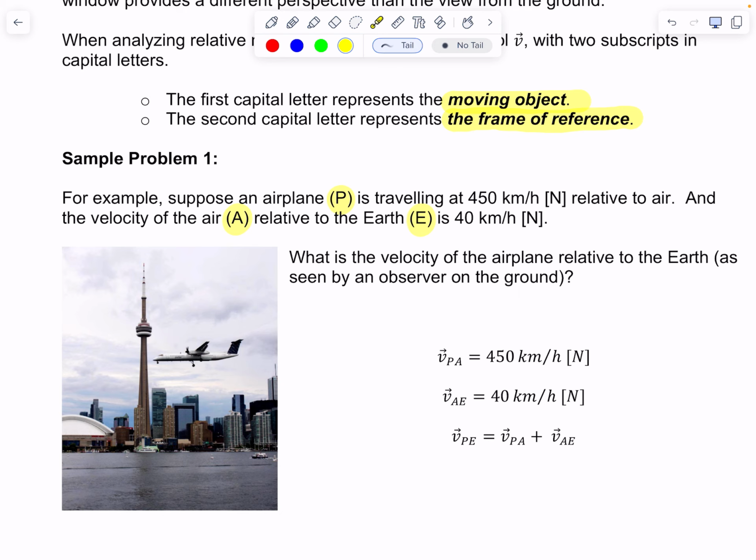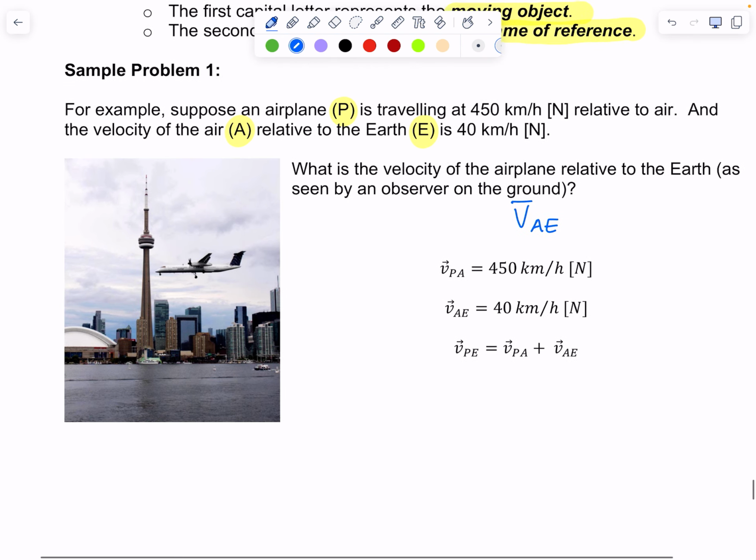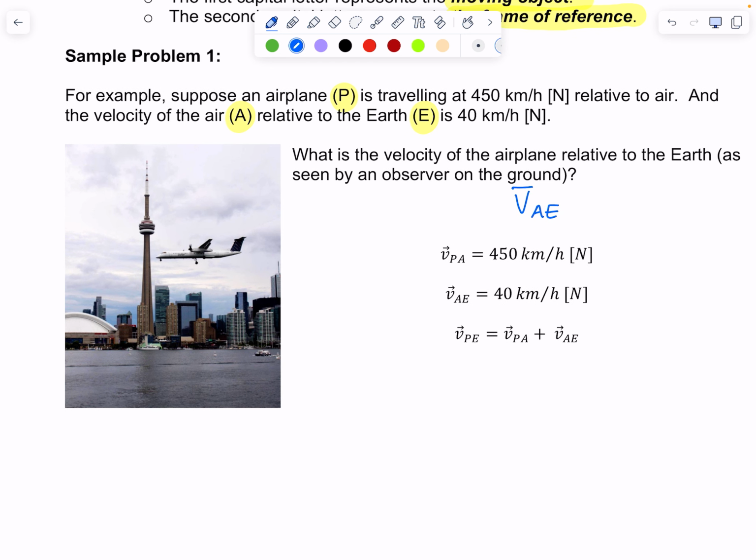So what they are asking us to find is the velocity of the airplane relative to the Earth. The moving object is the airplane, and the frame of reference they are asking for is the Earth. So let's look at what's given in this question.